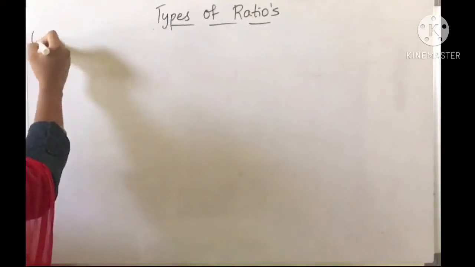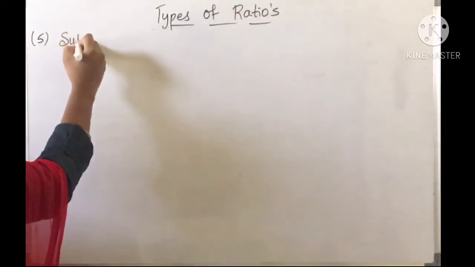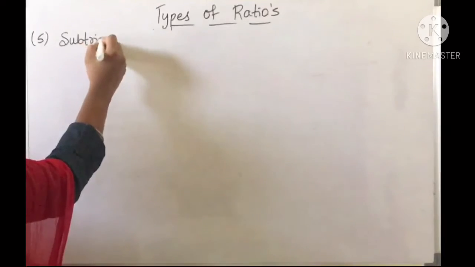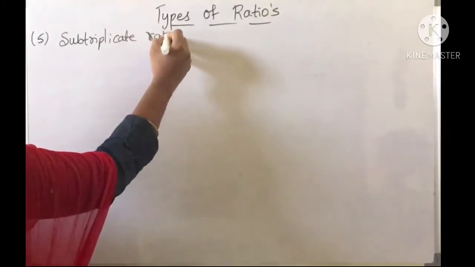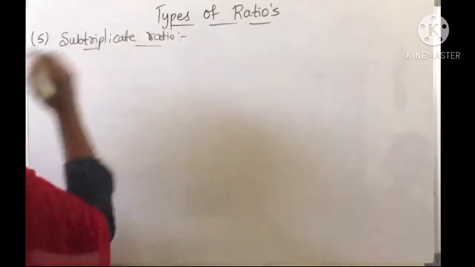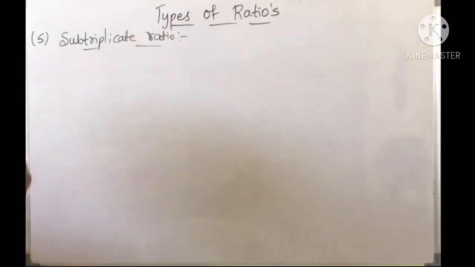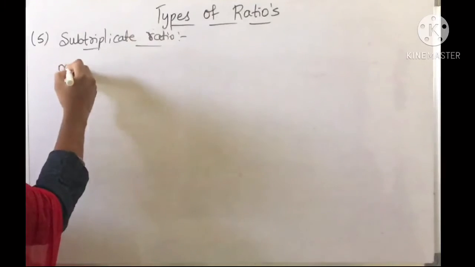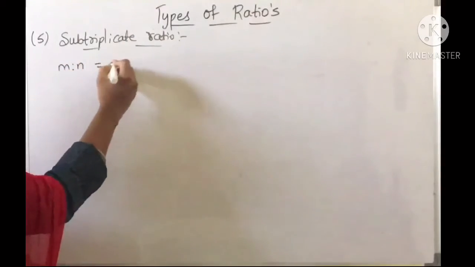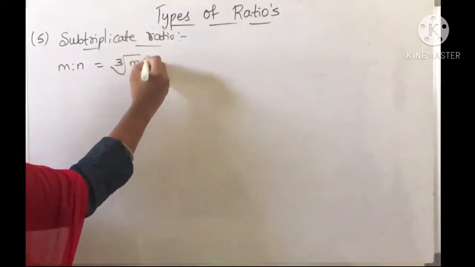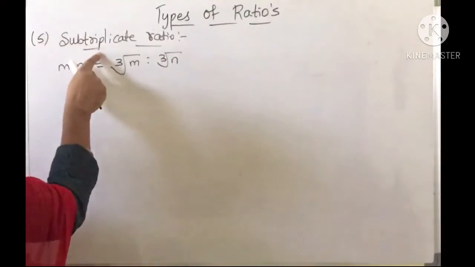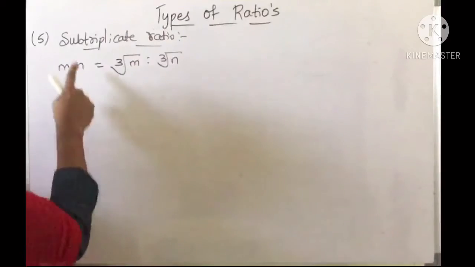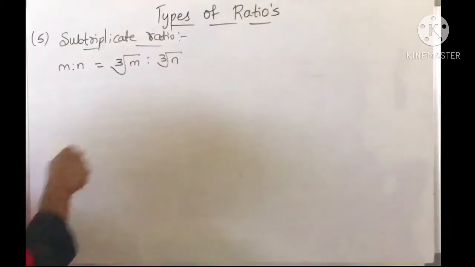Next one is subtriplicate ratio. Here the subtriplicate ratio of m is to n is nothing but cube root of m is to cube root of n. Subduplicate ratio is the square root. Subtriplicate ratio is nothing but the cube root.